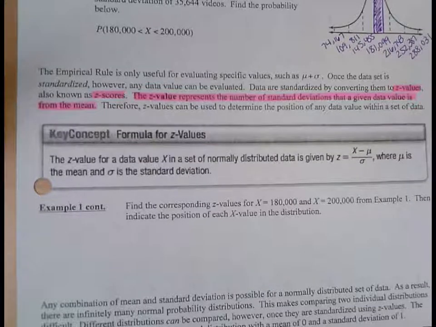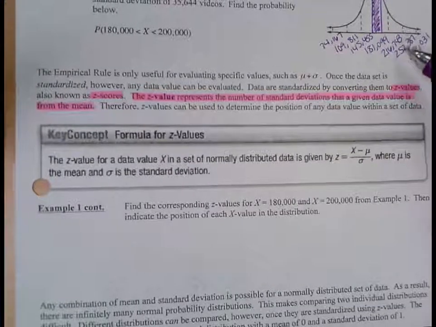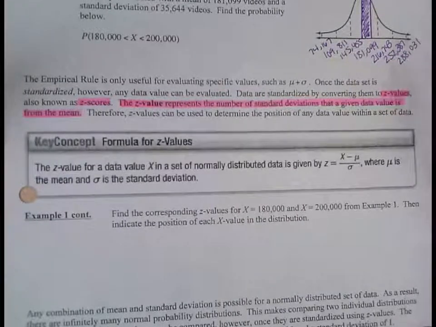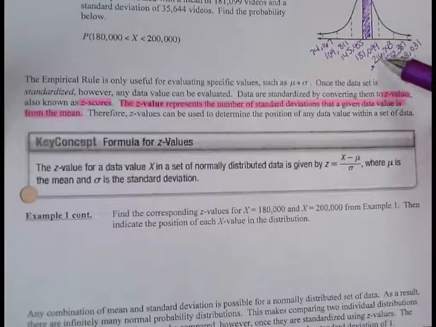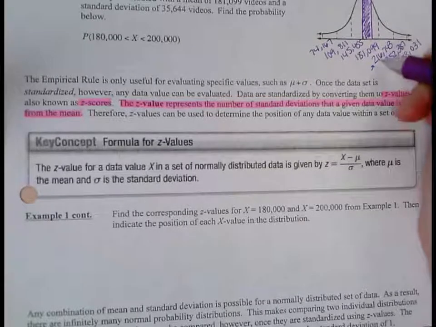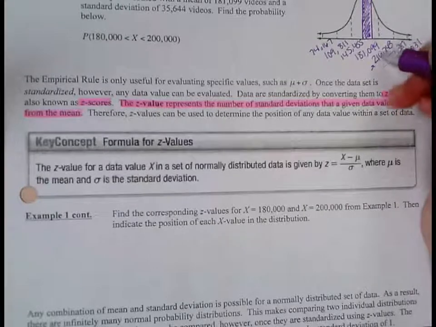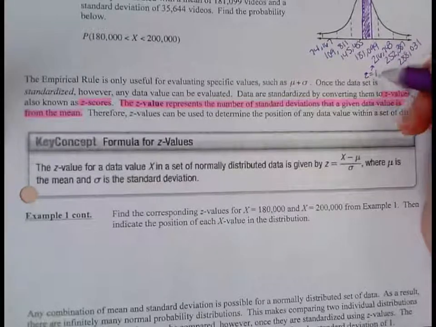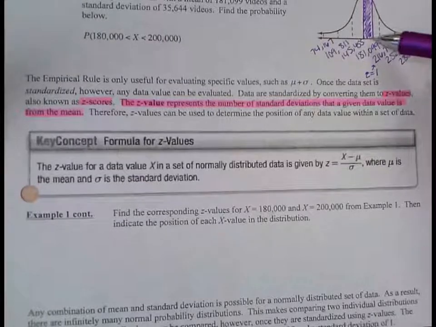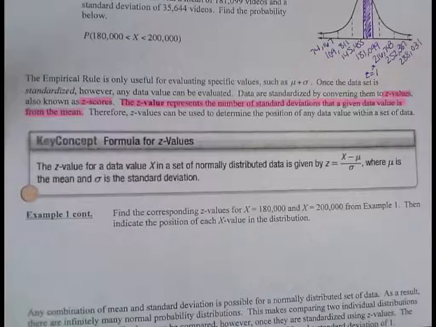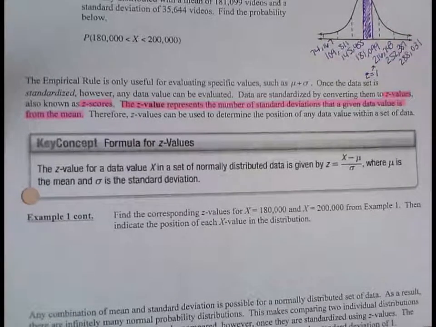Even if we look back at what we just drew, this x value of 216,743, if I were to calculate the z-value for that x value, that z-value would be 1 because it is 1 standard deviation above the mean. The z-value is going to tell you exactly how many standard deviations a value is either above or below the mean. So you could have z-values of 1, 2, 3, -1, -2, -3.